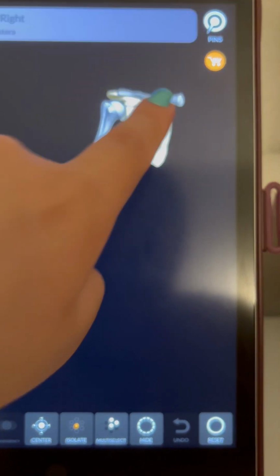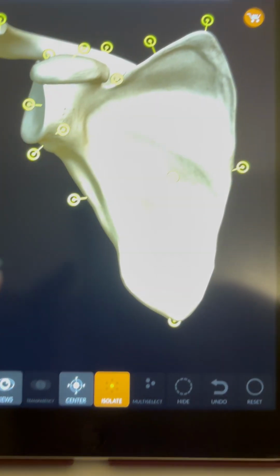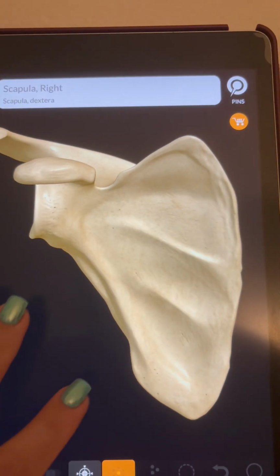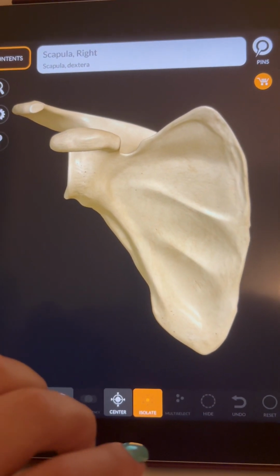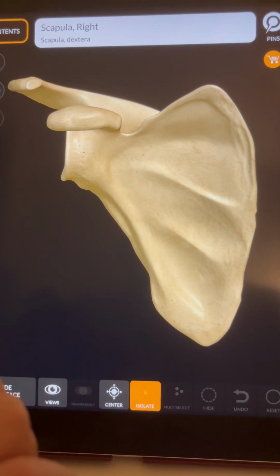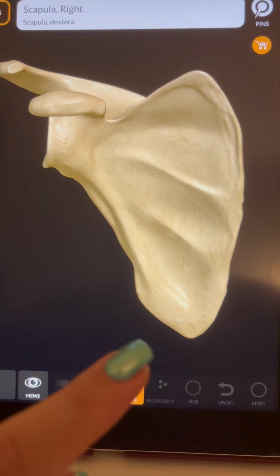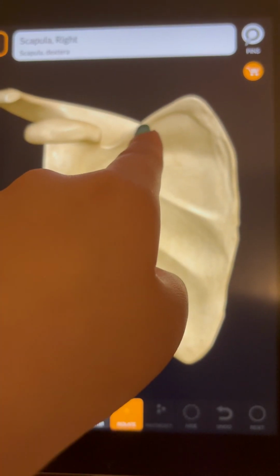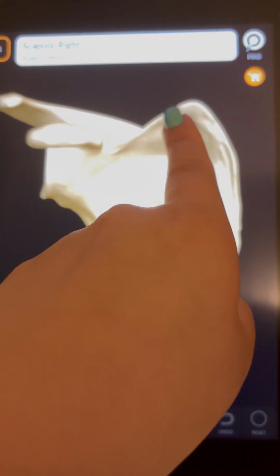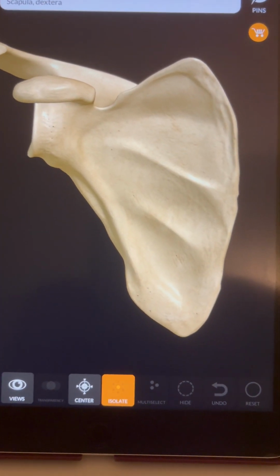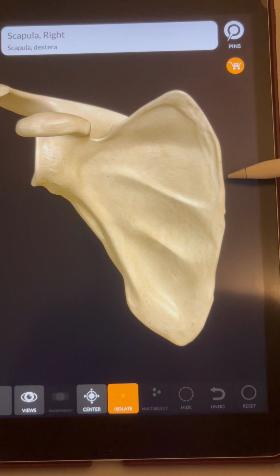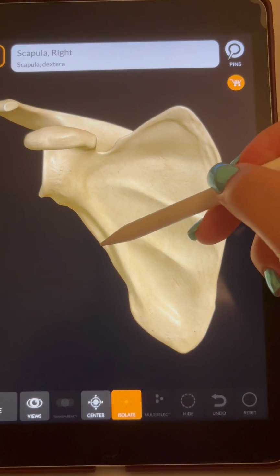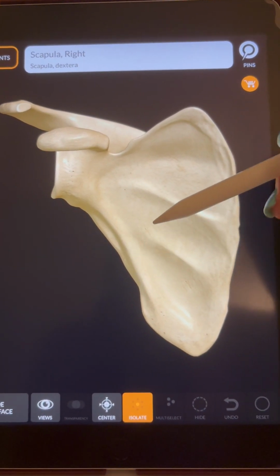Next we'll start with the scapula. The scapula has a lot of landmarks and I'm going to go through them all. First, I'll start with the borders. On top here, we have the superior border. Down here, on this side, we have the medial border. And over here, we have the lateral border.